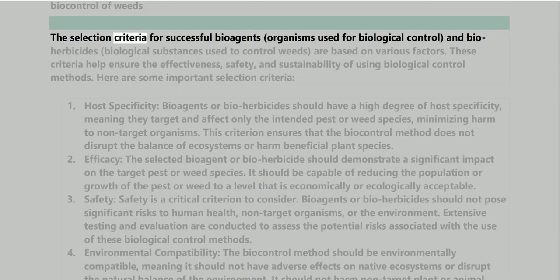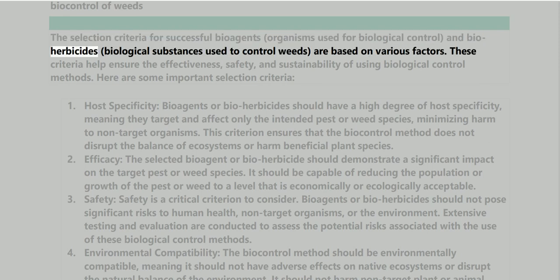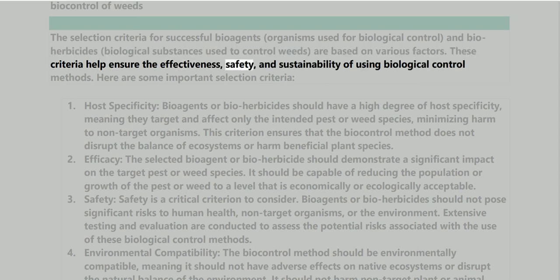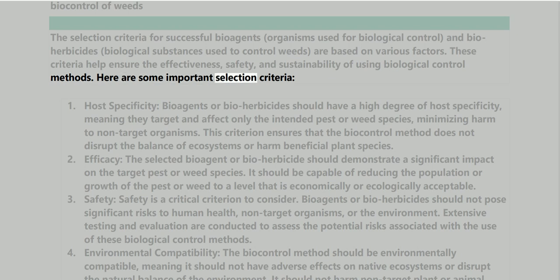The selection criteria for successful bioagents, organisms used for biological control, and bioherbicides, biological substances used to control weeds, are based on various factors. These criteria help ensure the effectiveness, safety, and sustainability of using biological control methods. Here are some important selection criteria.